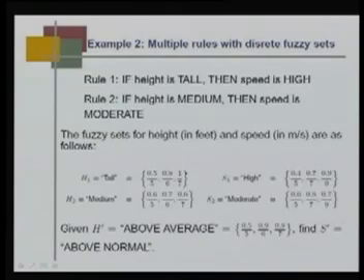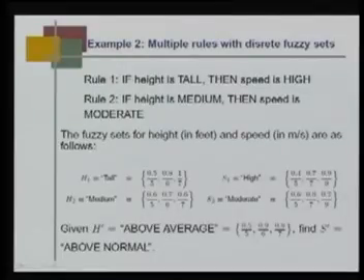We have 2 rules: if height is tall, then speed is high; tall is defined, high is defined. If height is medium, then speed is moderate; both medium as well as moderate are already defined fuzzy sets. They are all discrete fuzzy sets. Now, you are presented with new data called above average, which is 0.5, 0.9, 0.8 for 3 different heights, 5, 6, 7. Then find S dash equal to above normal. That is, if height is above average, then the speed should be above normal.